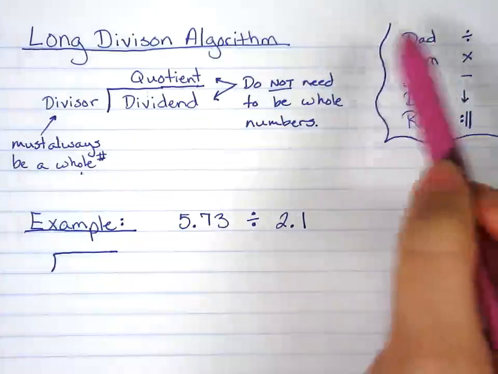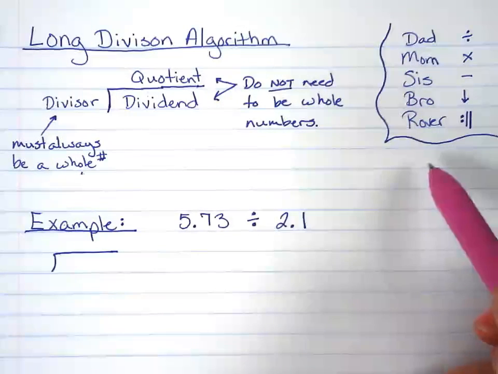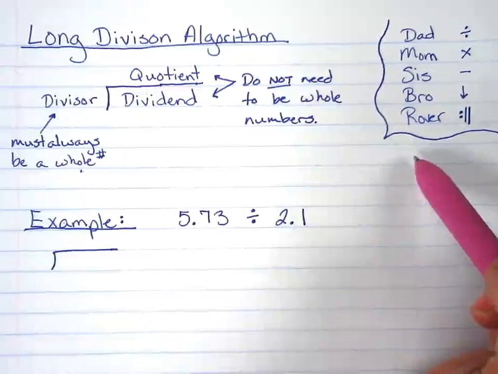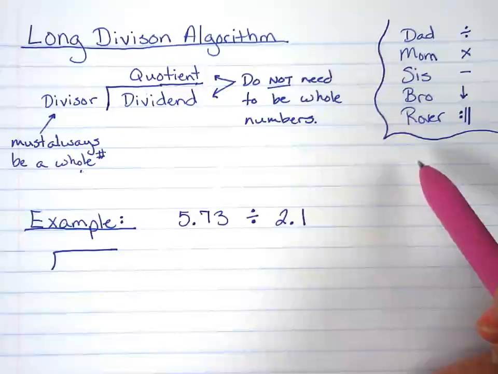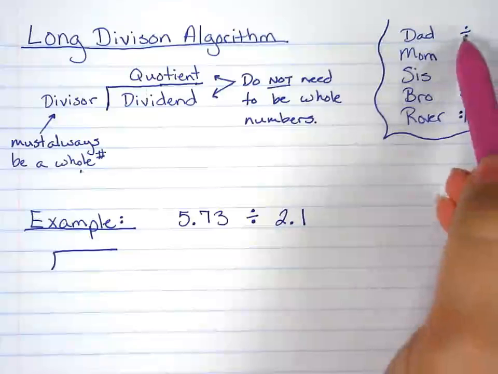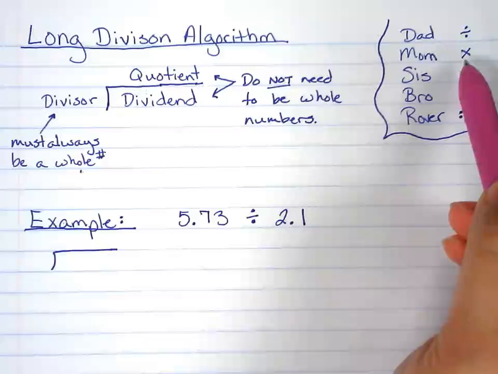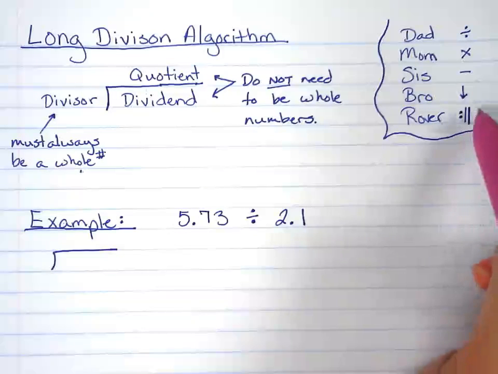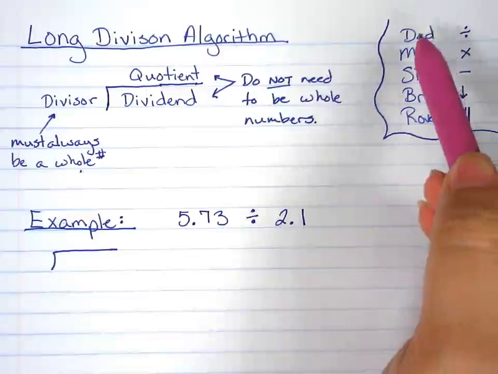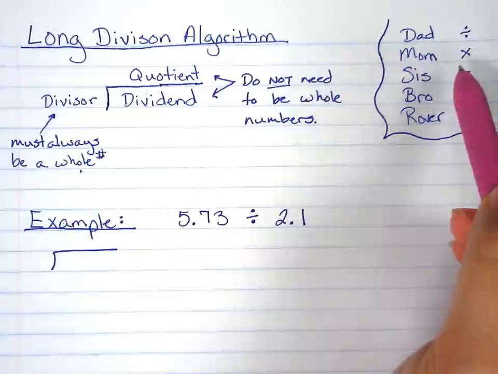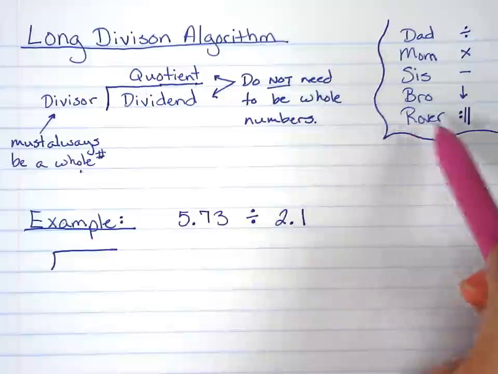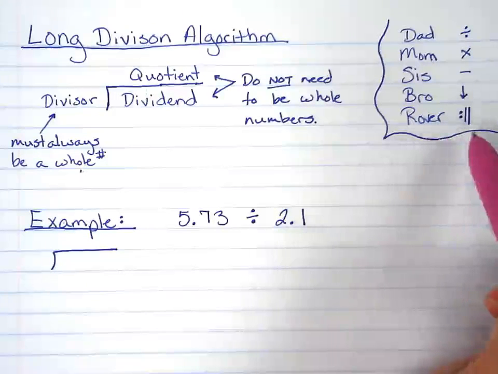We're going to be using what we refer to as the division family in order to help remind us what steps we need to follow. This whole process is very pattern-oriented. We repeat the same pattern over and over again. We start with division, then we are going to multiply, then we're going to subtract, we're going to bring down, and then we're going to repeat. So our division family is dad divides, mom multiplies, sister subtracts, brother brings down, and Rover, our nice loyal puppy, is going to repeat.